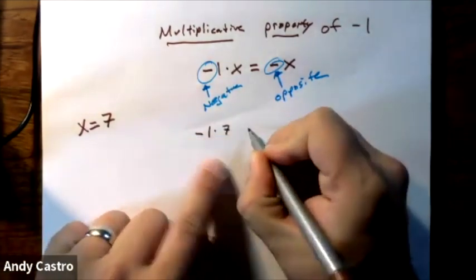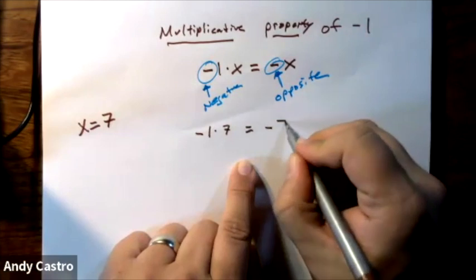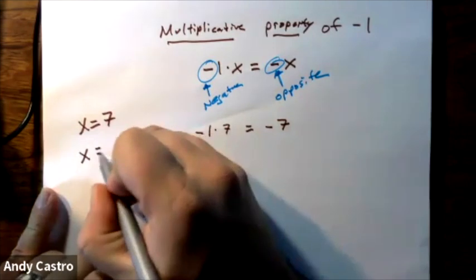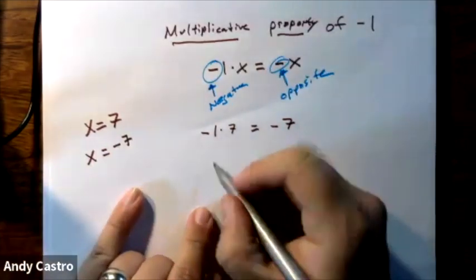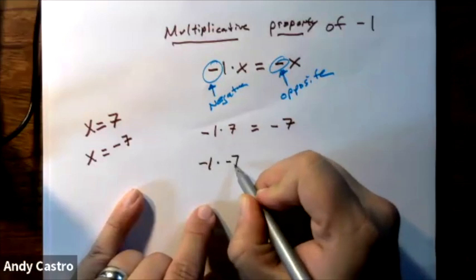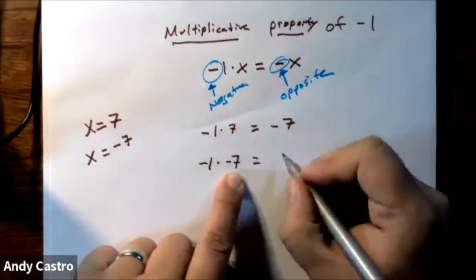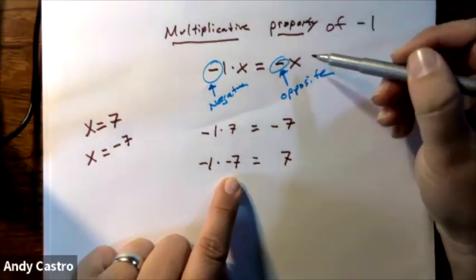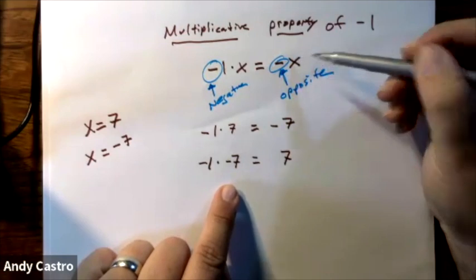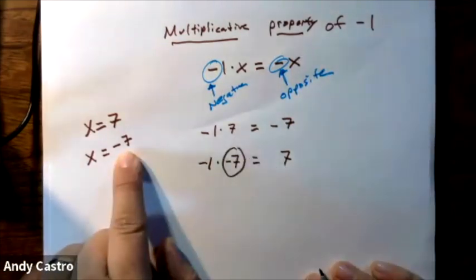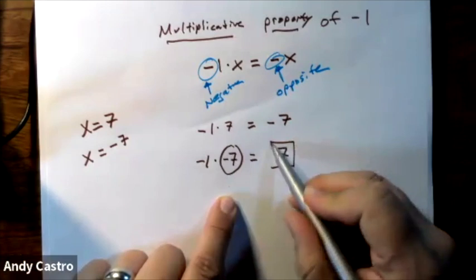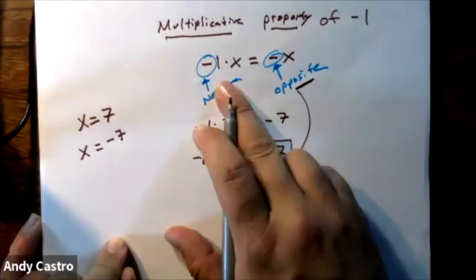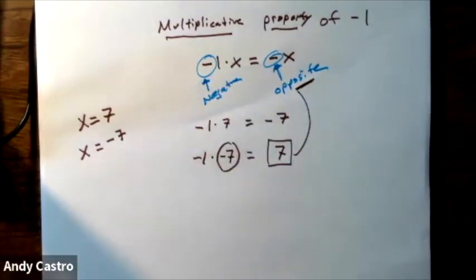-1 times 7 is equal to -7. Everybody understands that. However, what if x was equal to -7? Well, now I have -1 times -7. Well, negative times a negative is a positive. Well, hold on. You just said up here it was -x. No, I did not. I said it was the opposite of x. X is -7. The opposite of x is +7. So that's why here we use the language of opposite. -1 times x is equal to the opposite of x.